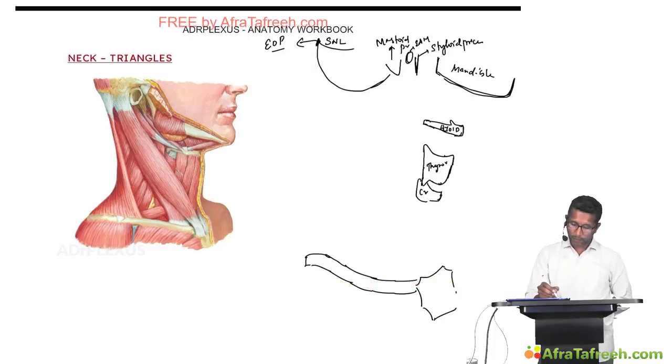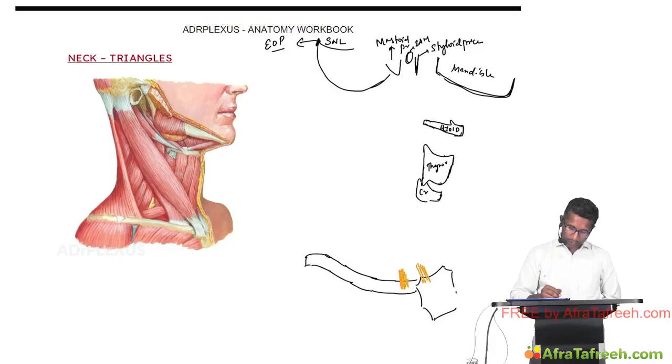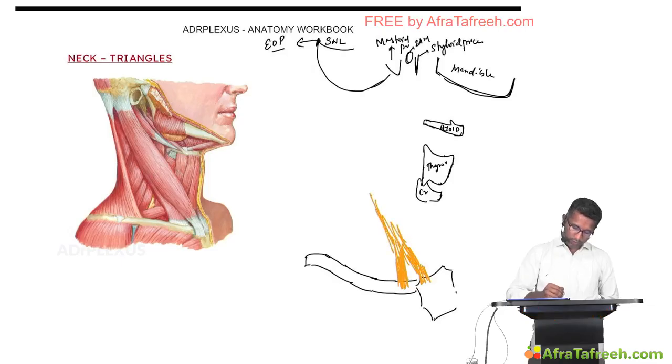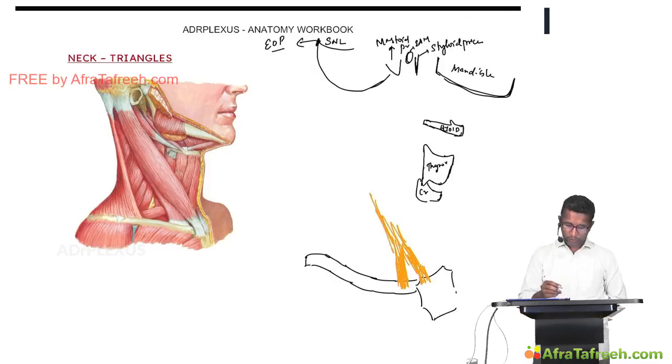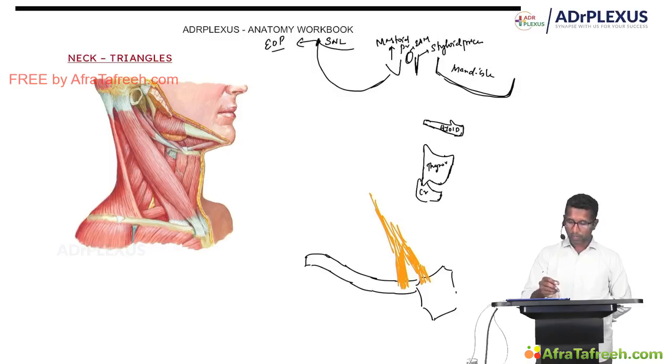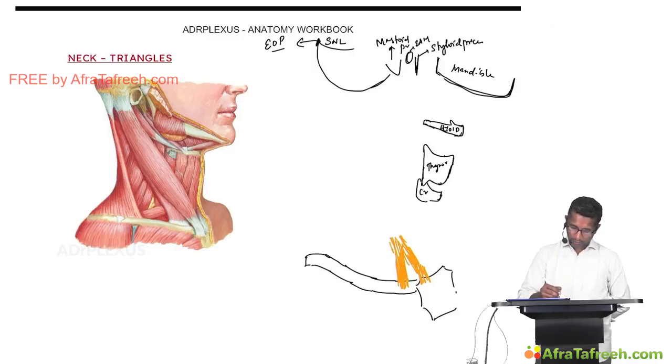The sternocleidomastoid muscle arises from the clavicle and from the manubrium, and it runs above, where they fuse with one another. So it has two heads, one is the clavicular head, another is the sternal head. They run above and get attached to the mastoid process.